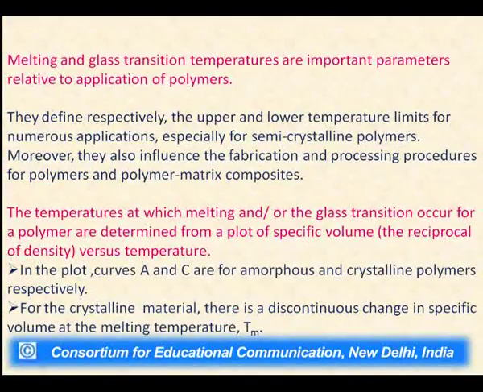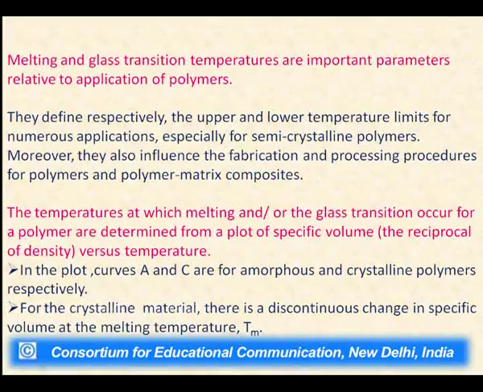Now, melting and the glass transition temperatures are important parameters relative to applications of polymers. They define respectively the upper and the lower temperature limits for numerous applications, especially for semi-crystalline polymers. Moreover, they also influence the fabrication and processing procedures for polymers and polymer matrix composites.